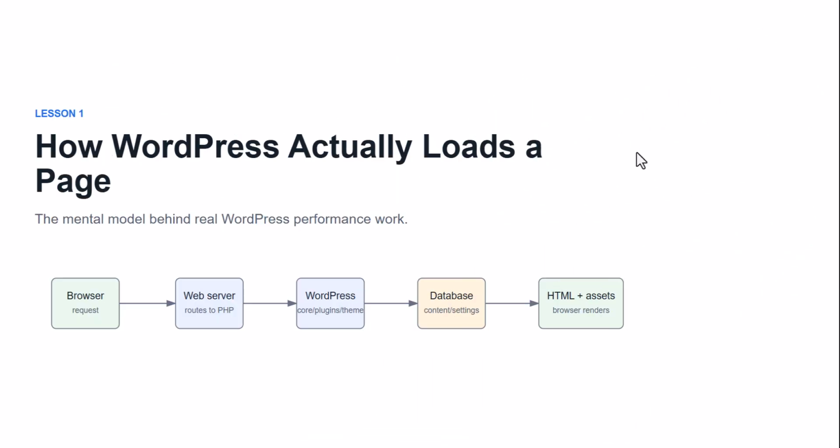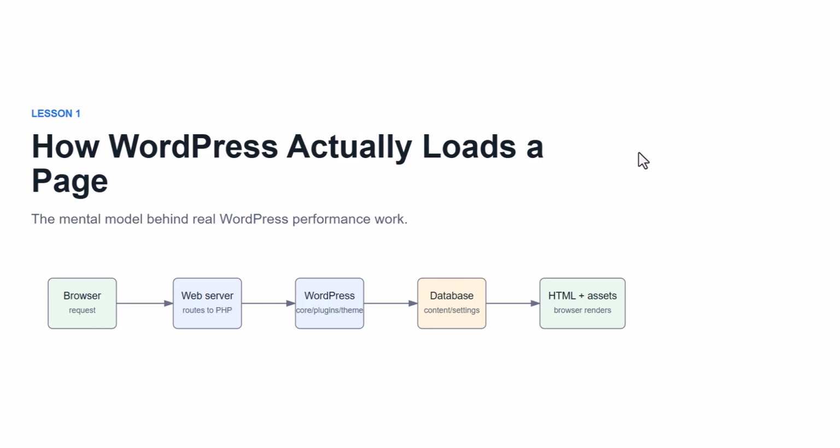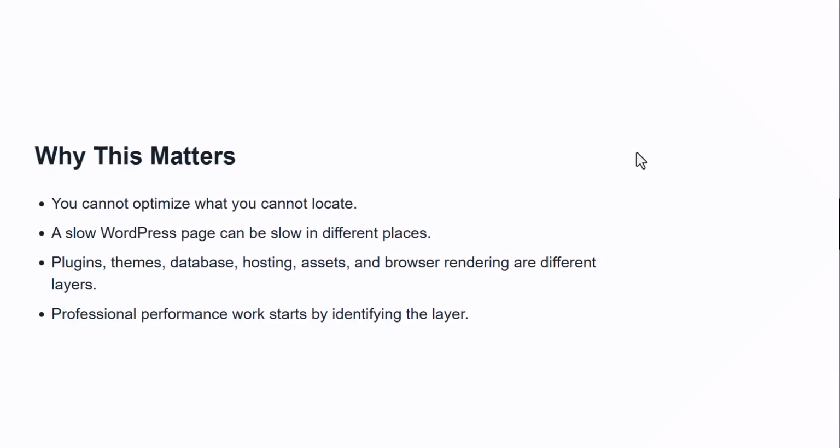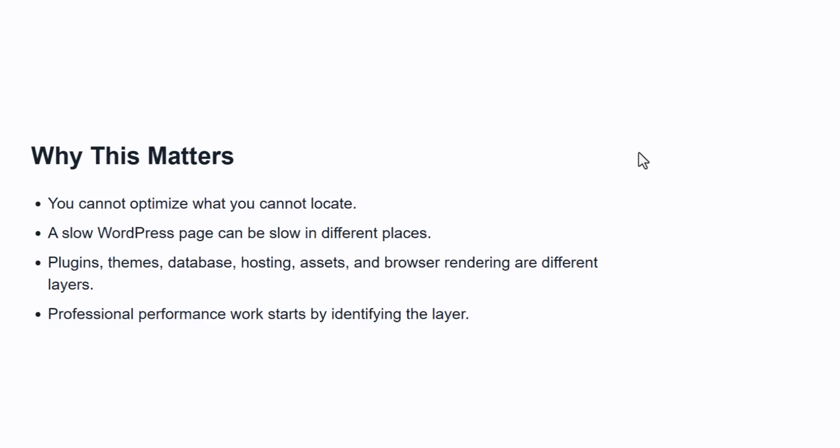In this lesson, we are going to build the mental model behind WordPress performance. Before we talk about caching, hosting, plugins, databases, or page speed scores, we need to understand what actually happens when someone opens a WordPress page. This matters because a slow WordPress site can be slow for different reasons.